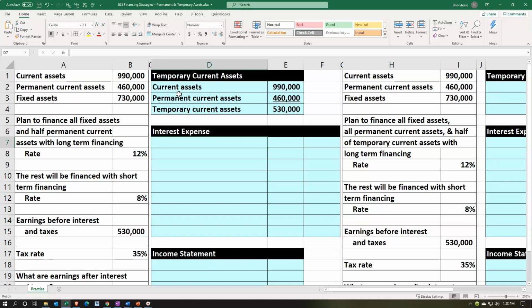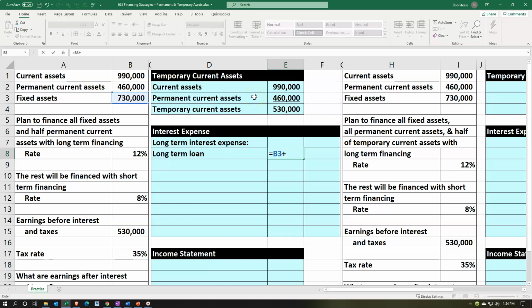Okay, so we're going to be calculating the interest on it. Long-term interest expense, colon, is what we're going to calculate here. We're going to be picking up the long-term loan that we're going to be taking out. And that, they said, the long-term is going to be all the fixed assets and half of the permanent current assets. So that's going to be all of the fixed assets, and then we're going to be taking half of the permanent current assets. So then I'm going to say plus the $460,000, but I only want half of that, so I'm going to take times 0.5 or 50%.